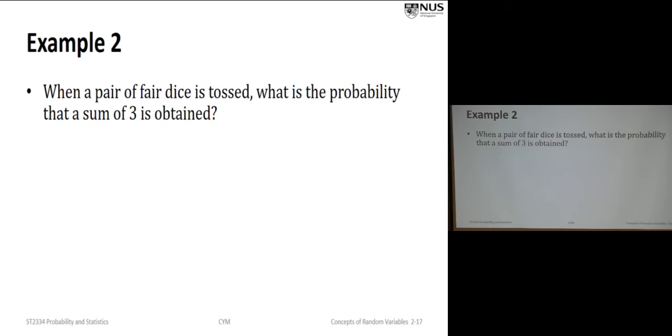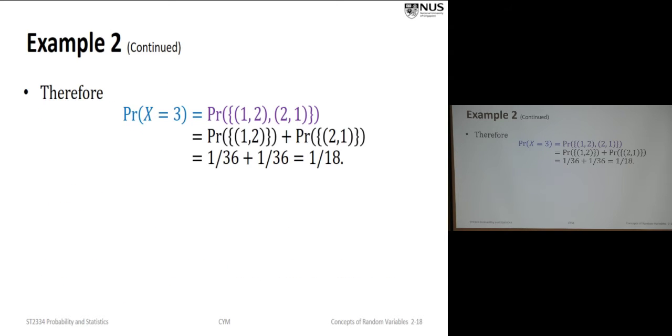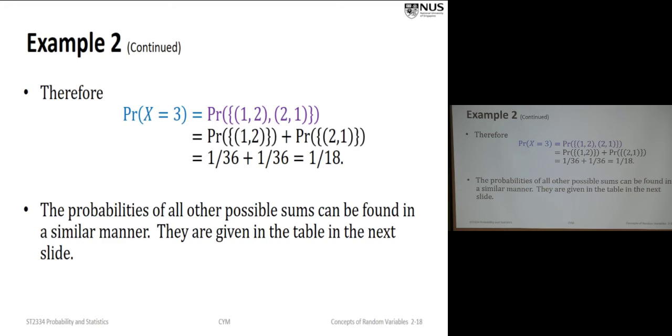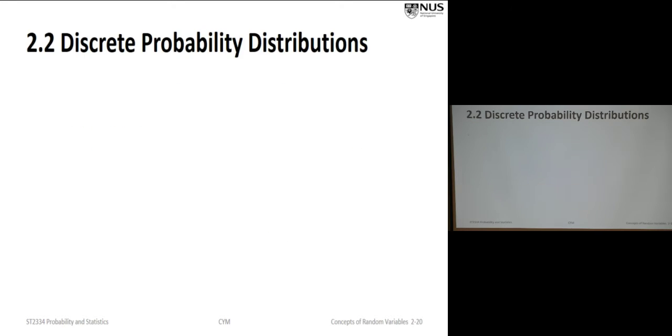So, now how about a pair of fair dice? What is the chance that the sum is 3? I think I can skip this one. In fact, this is the probability of getting different values. So you can work it out yourself.